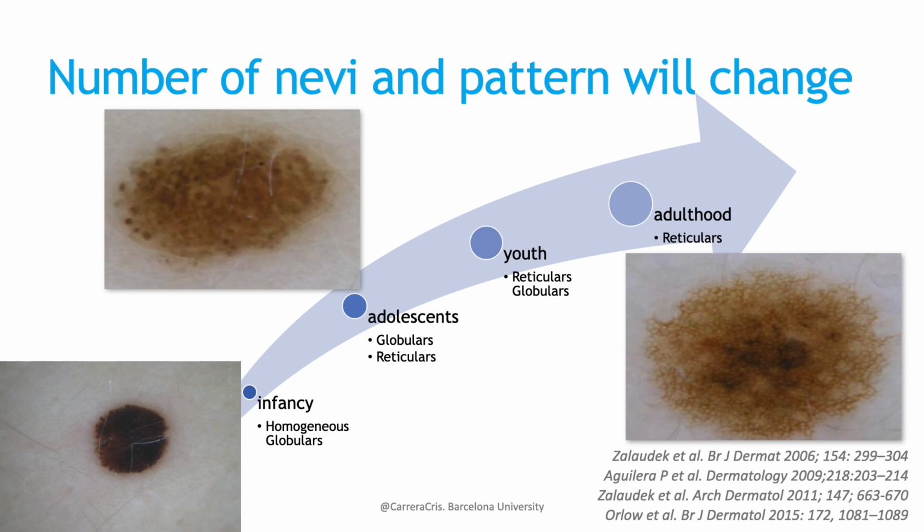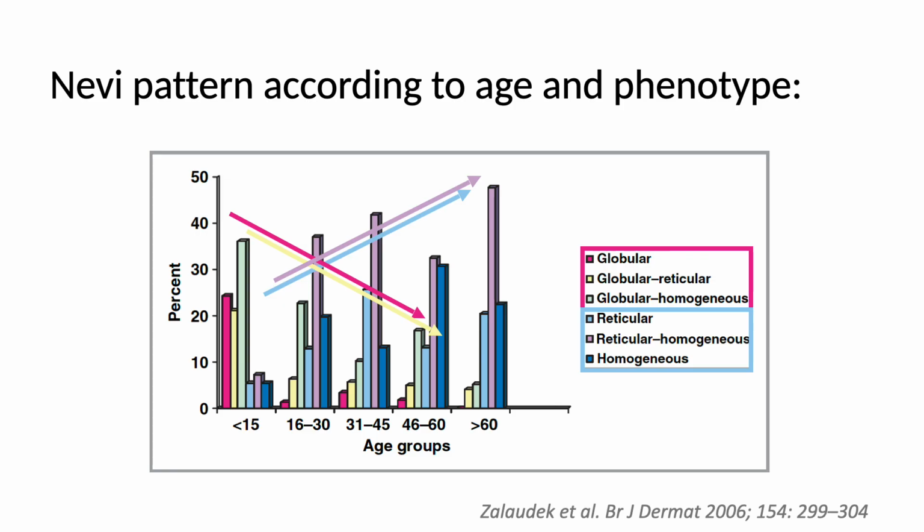For example, in early infancy, we will find homogeneous and globular patterns, according to the patient will become older. In adolescence, most will be globular and reticular, and during youth and adulthood, we will find a large number of nevi, and most of them will be reticular. This is the same also with the combination, as you can see here, according to the decade. So the pattern will change according to the age, and also the number of nevi will increase when we get older.